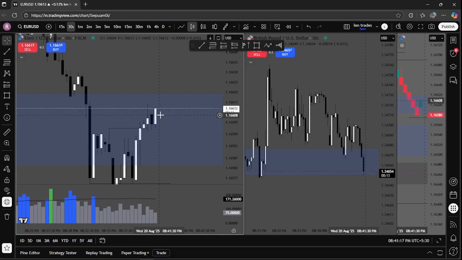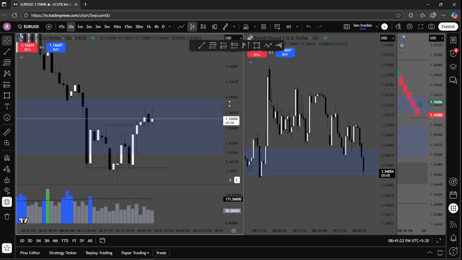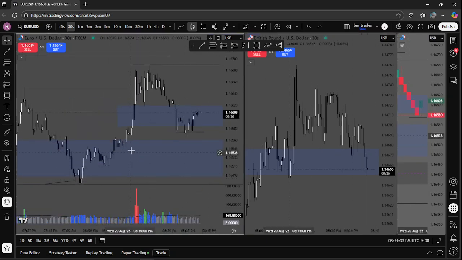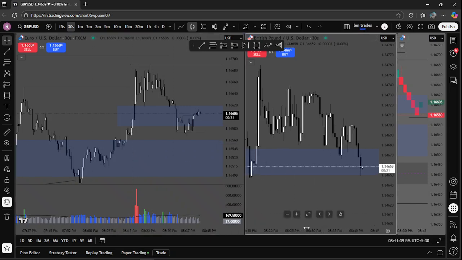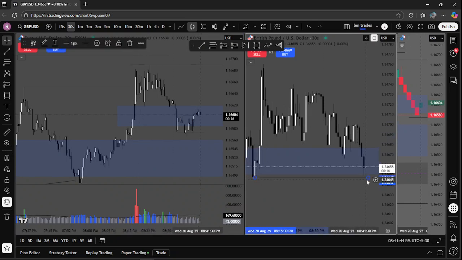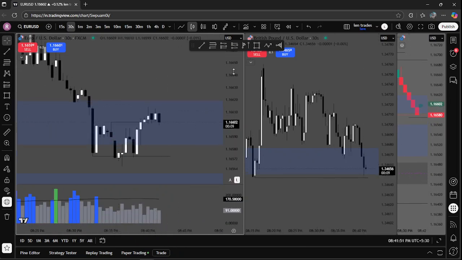Arigato gozaimasu. Wait till 9 today, guess. Let's see what happens. Are we forming some form of divergence? What is that high here? Something's going on here. If we can sweep, if we can come here, that would be something. That would be a bigger time frame divergence. Let's see.